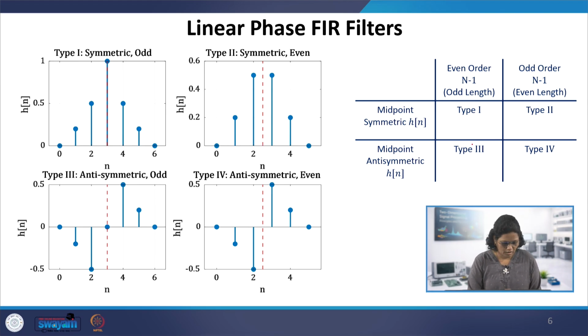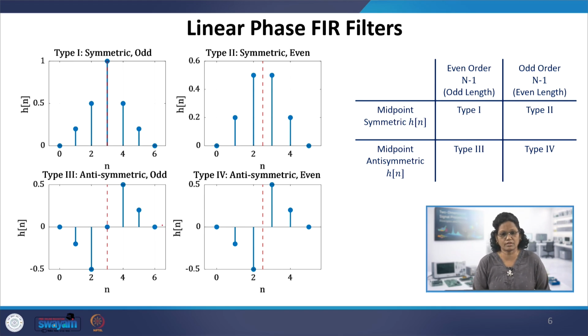And type 3 has the antisymmetric case, where for the odd length 0 to 6 there are 7 coefficients, and you can see h of n has antisymmetric amplitudes: this positive and this negative, and here positive and negative, and so on. So this is the antisymmetric case with odd length, 0 to 6, that is 7 coefficients. Similarly here there are 6 coefficients, 0 to 5. So this is midpoint antisymmetric with respect to 2.5 again. This is type 4. So the even lengths are types 2 and 4, and the odd length coefficients are types 1 and 3.